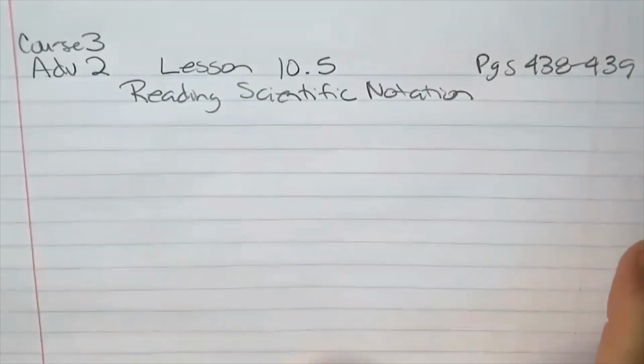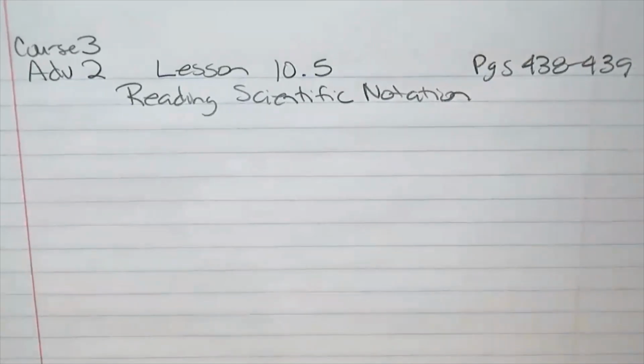So what is scientific notation? Scientific notation is a way of writing numbers that are very, very large or very, very small. It's a way of writing them so that we don't get mixed up with how many place values there are or how many decimal places. So it's a way of simplifying very large or very small numbers.